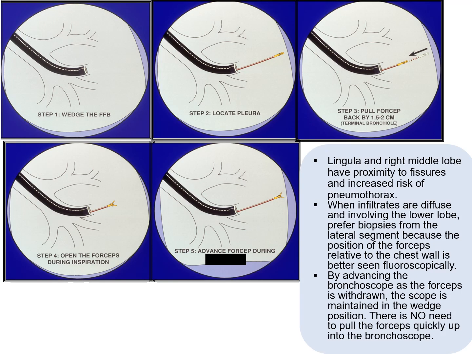There are also a couple of considerations in regard to pulmonary anatomy that can be helpful when performing transbronchial biopsies. For instance, the lingula and right middle lobe have proximity to fissures, and therefore transbronchial biopsies in these areas carry an increased risk for pneumothorax. For diffuse infiltrates that involve the lower lobes, biopsies from the lateral segment of the lower lobes are preferable because of the position of the forceps relative to the chest wall, which can be seen fluoroscopically.